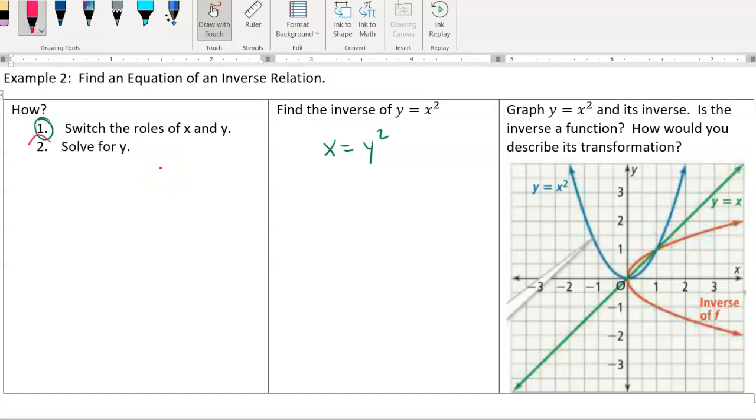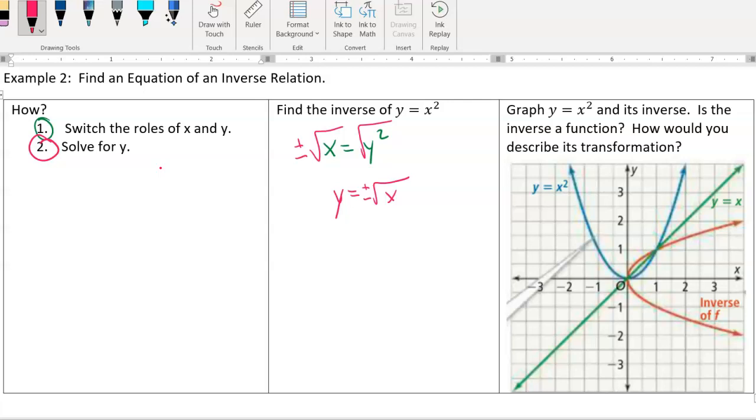So the next step is to simply solve for y. So we want to get the y by itself. To get the y by itself, we would take the square root of both sides. Now remember, when you take the square root of both sides, that means that there's going to be two solutions, a plus or minus. So your answer would be plus or minus square root of, whoops, I put square in there. So it'd be plus or minus square root of x would be your answer.